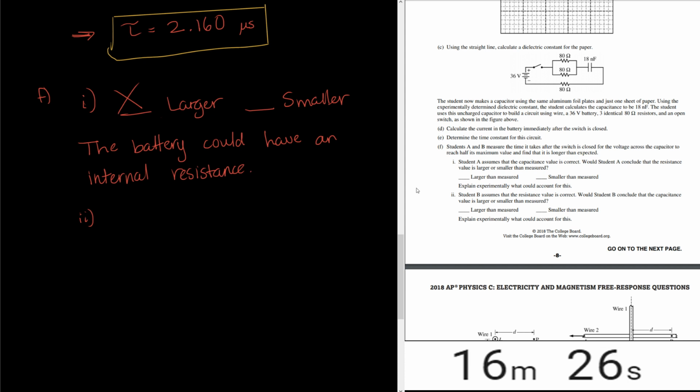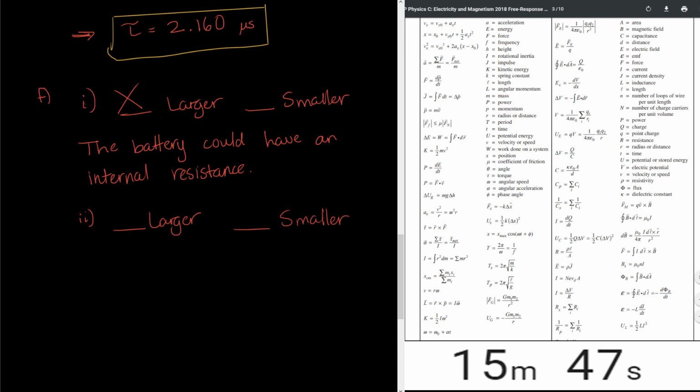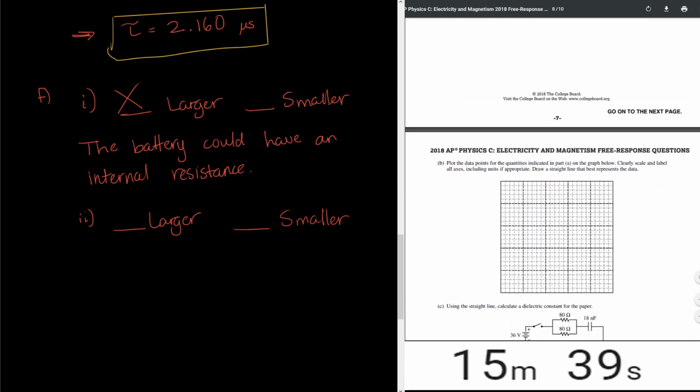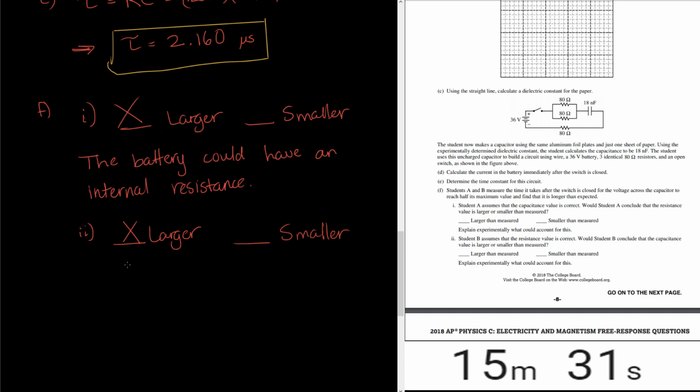Student B assumes that the resistance value is correct. Would student B conclude the capacitance is larger or smaller than measured? Larger, smaller. So, I gotta think about this. If the capacitance were larger, it would be able to hold more charge. Let me peek at the equation sheet briefly. Because the total energy stored, of course, goes up with capacitance. If you gotta put more energy in, it's gonna take more time. So I would say then the capacitance needs to be larger. This is possibly incorrect.